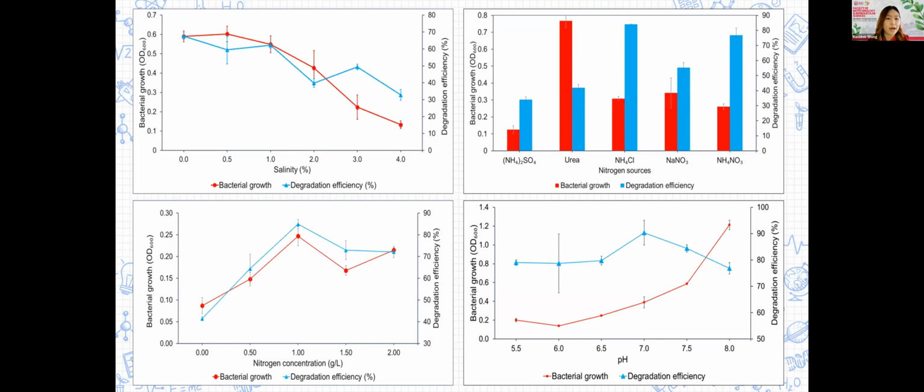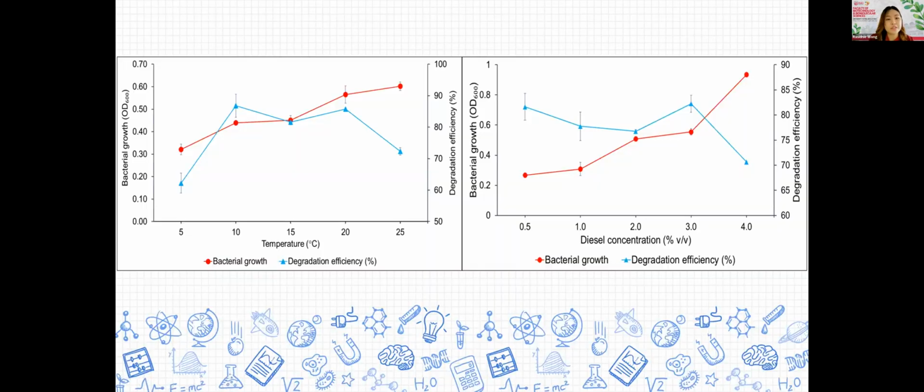I'm using. It works best at 0% salt, and the preferred nitrogen source is ammonium chloride at 1 gram per liter, and it also works best at a neutral pH 7. As for temperature, it works best at 10 degrees Celsius, not surprisingly. But what's also interesting is that even at 20 degrees Celsius, it can degrade up to a certain amount, which is not much different from 10 degrees Celsius.